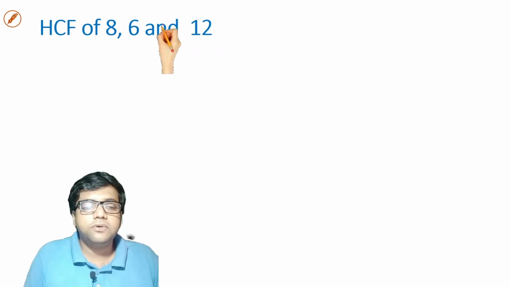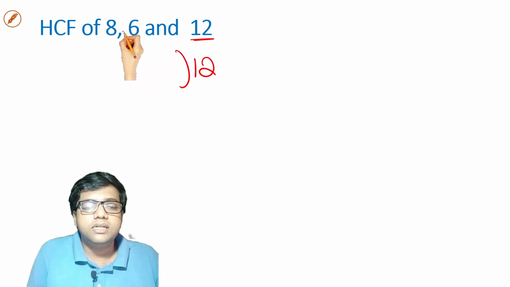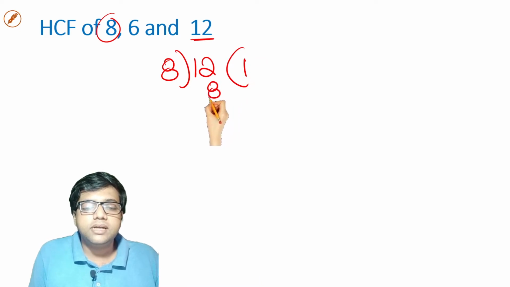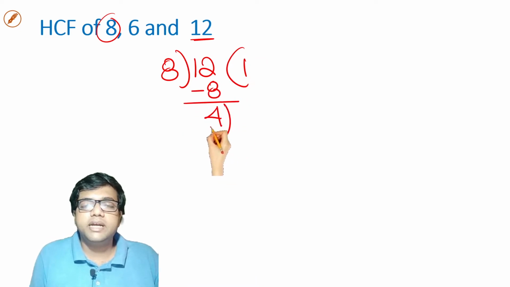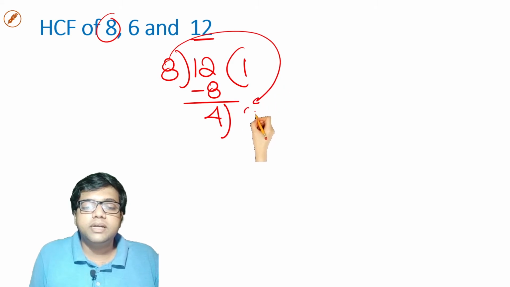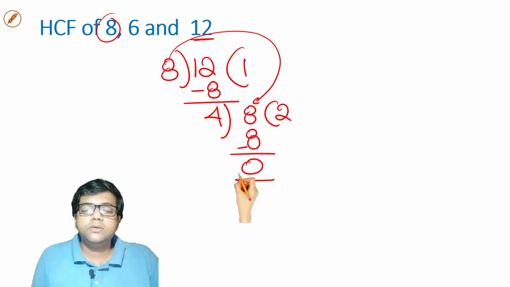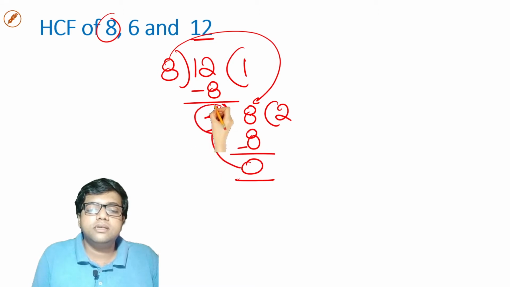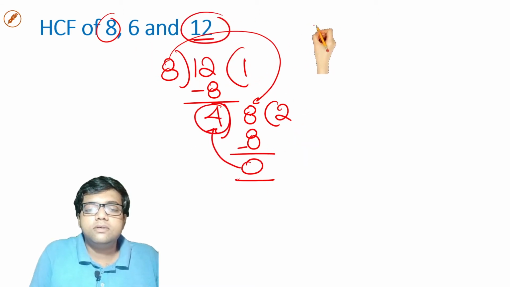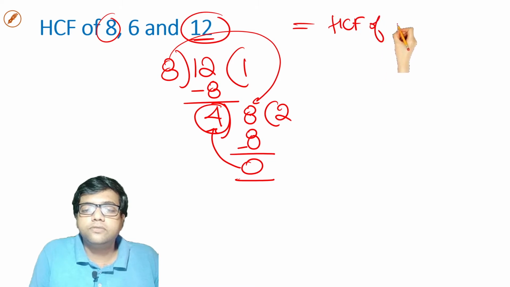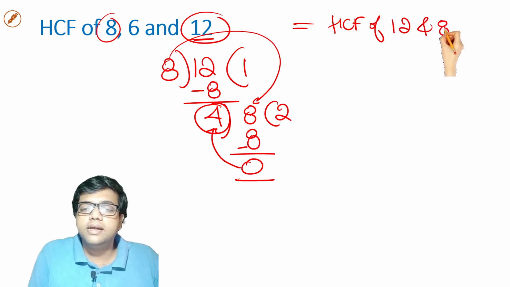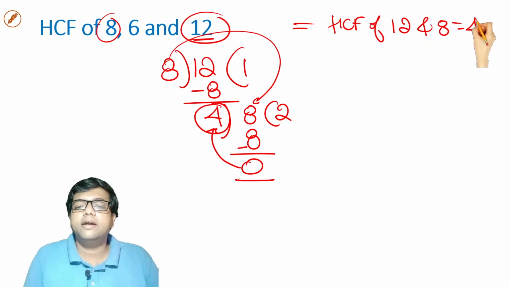So let's find the HCF for these 3 numbers. Which is the highest number here? 12 is the highest number. Divide it with the second highest number, which is 8. 8 ones are 8. You will get the remainder 4. Make it the divisor, and take the initial divisor and make it the dividend. Now let's divide 8 by 4. 4 2s is 8. You got the remainder 0. The moment you get the remainder 0, the immediate divisor is 4. So the HCF of 12 and 8 is equal to 4.